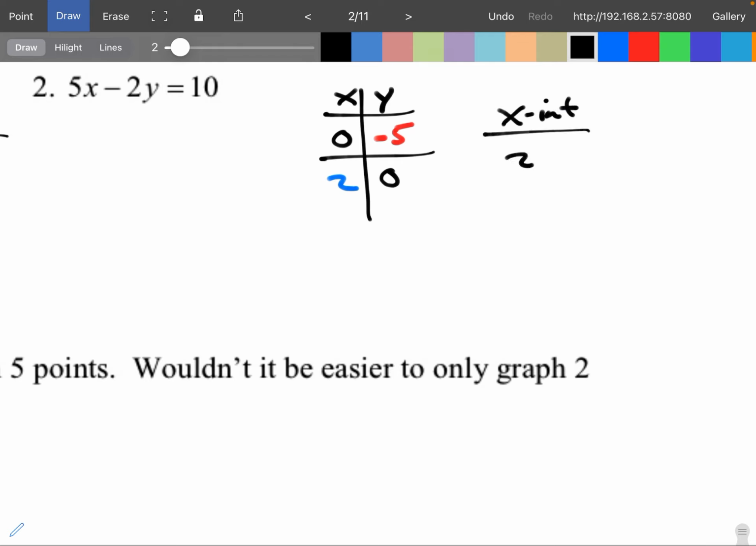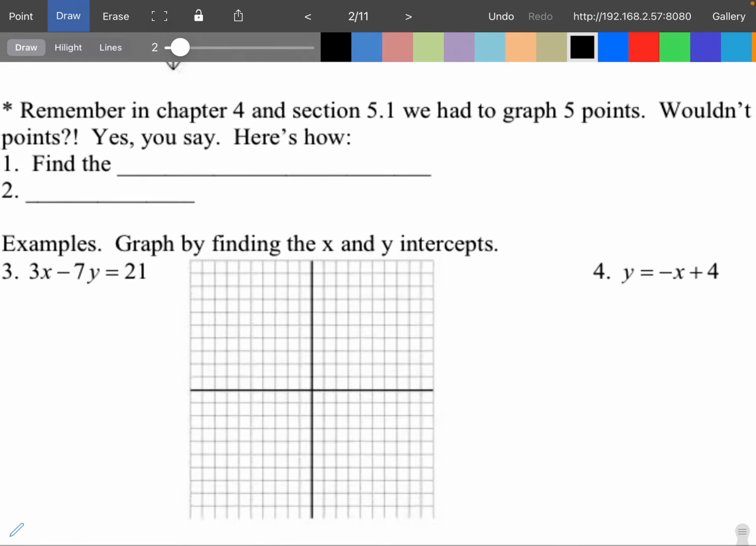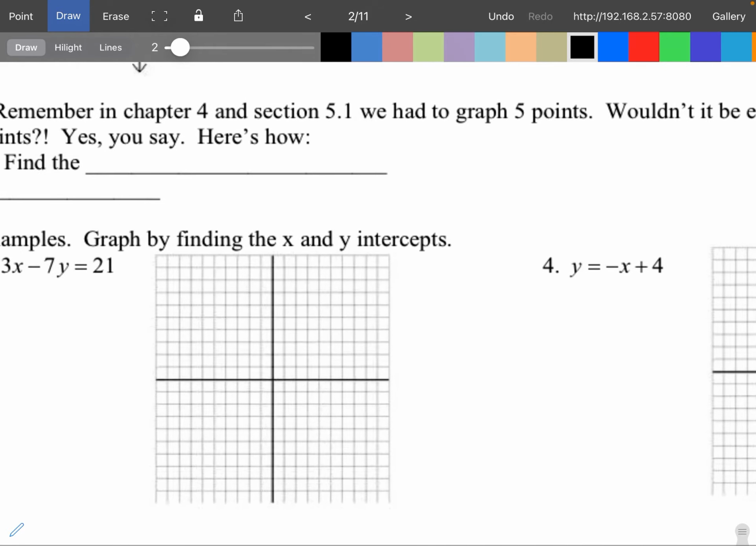Well, then you can graph your line, right? And we don't have to graph it on this one, I don't think, do we? There's no grid there. So you just had to find those 2 points. And for me, you can leave it in the table like that if you want. Or if you want to, you could say the x-intercept is at 2 comma 0. And the y-intercept is at 0 comma -5.